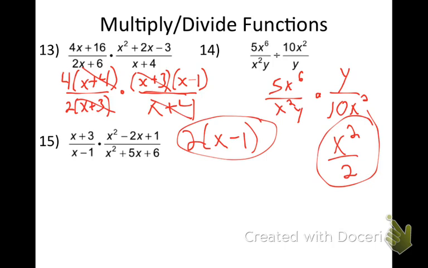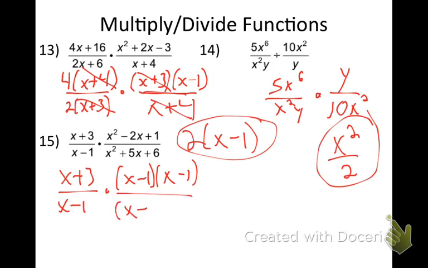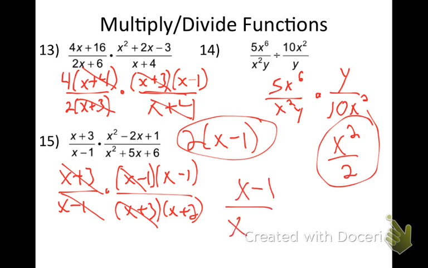Didn't make it, try number 15. Did you factor the right side? What did you get when you factored the right side? x what? Minus 1, x minus 1? x plus 3 cancels, x minus 1 cancels. Now it leaves me with x minus 1 over x plus 2. Right there. Nice job.